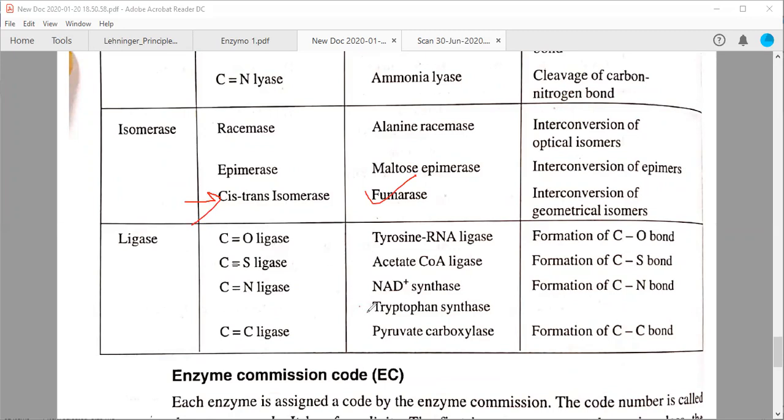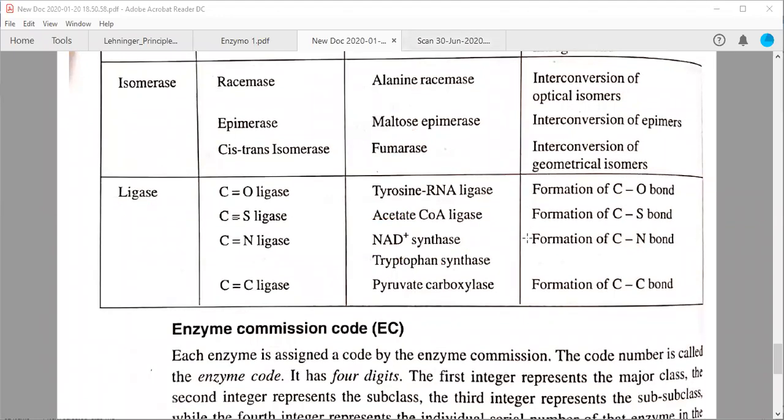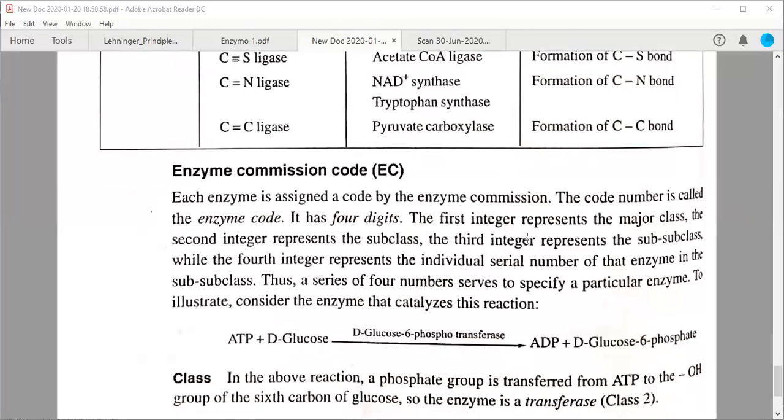Epimerases and racemases show that they are isomerases, but here at least you should know this because tryptophan synthase is very important: from the name it is a synthase, but actually this is an example of a ligase which is using some kind of cofactor and leads to the release of a water molecule. Acetate coenzyme A ligase, tyrosine RNA ligase, pyruvate carboxylase also. So these are all ligases. Obviously they will use cofactors, either ATP or some high energy molecule, to catalyze these reactions to ligate two molecules.